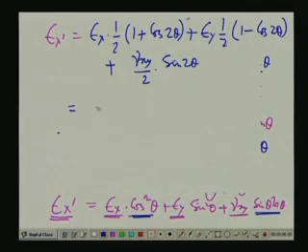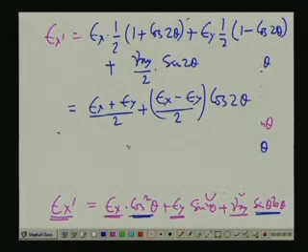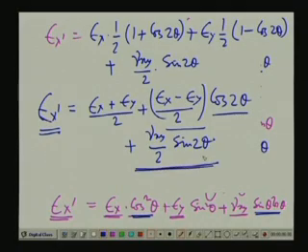So, this is equal to epsilon x plus epsilon y by 2 plus epsilon x minus epsilon y by 2 times cos 2 theta plus gamma xy by 2 sin 2 theta. So, this is the expression for epsilon x dash, the strain in the x dash direction, in terms of the strains epsilon x, epsilon y and gamma xy: epsilon x plus epsilon y by 2 plus epsilon x minus epsilon y by 2 cos 2 theta plus gamma xy by 2 sin 2 theta.